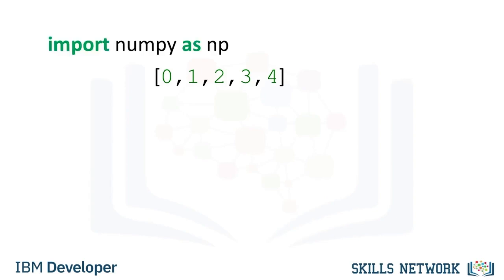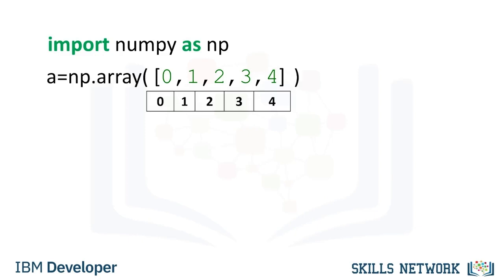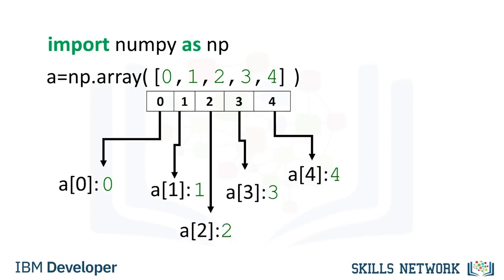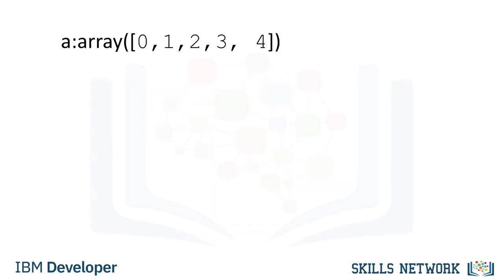We can cast a list to a NumPy array by first importing NumPy. We then cast the list as follows. We can access the data via an index. As with lists, we can access each element with an integer and a square bracket. The value of a is stored as follows.